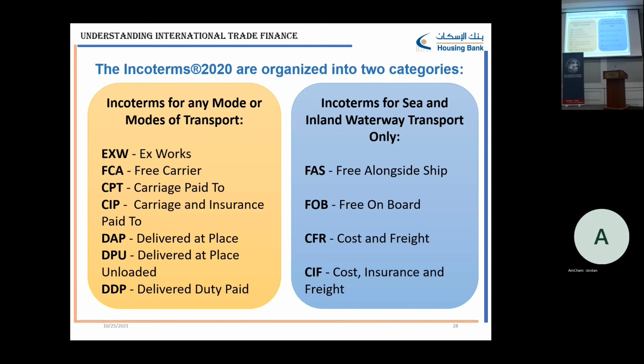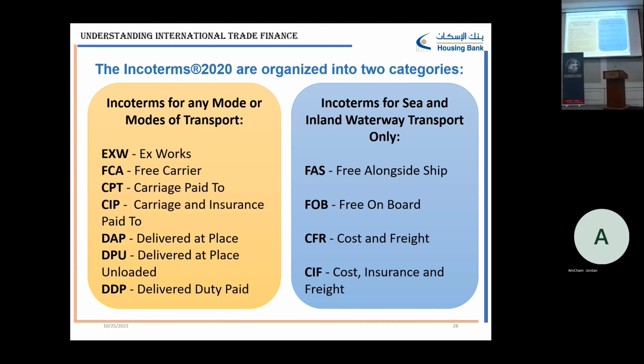He will deliver the goods before the port of loading, at a specific point before the port of loading. We have CPT, carriage paid to. In CPT, the exporter will pay the freight charges, while the importer will pay the insurance cost. We have the CIP, carriage and insurance paid to. The exporter will pay both the freight charges and the insurance charges.